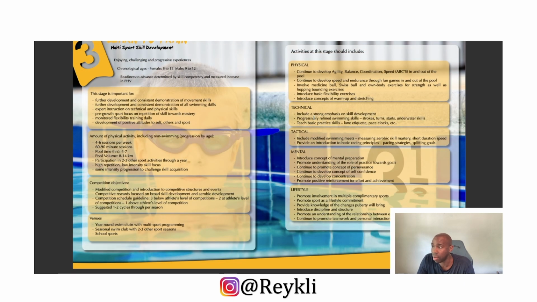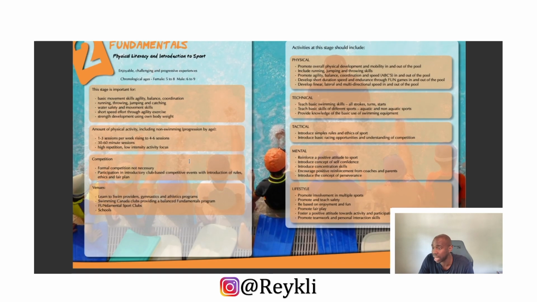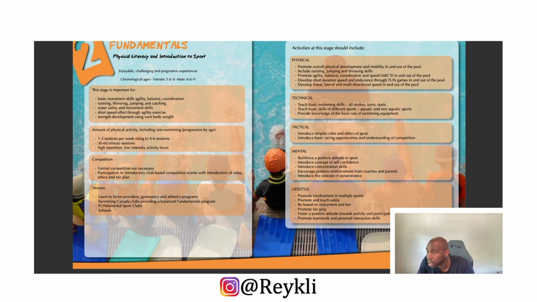All right. And then we have our learn to train. So these are your 10 to 12-year-olds. So these are going to be your 5 days a week swimmers now, right? You see 4 to 6 sessions, an hour to an hour and a half. Time per week. Participation in other sport activities. Did it say that in this other one? Physical activity. High repetition, low intensity focus. No, it doesn't say. Right? You see here learning skills still.